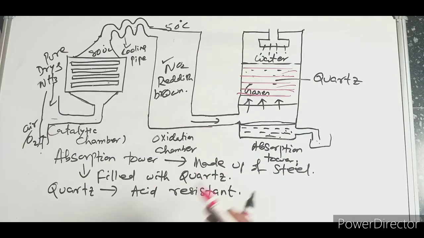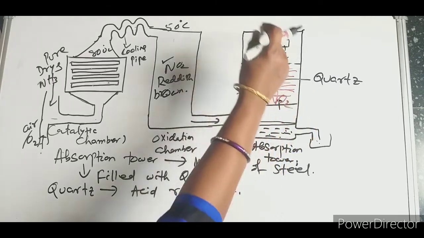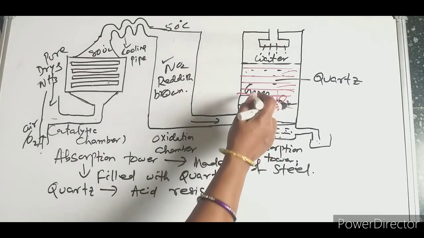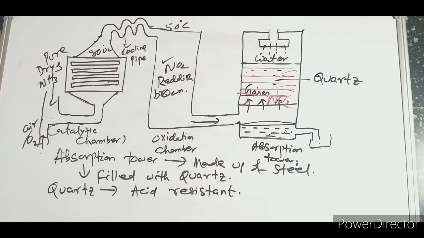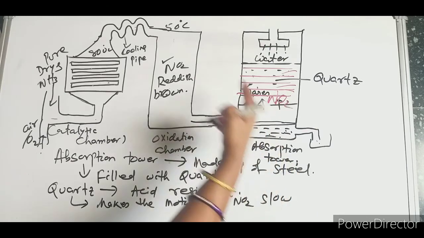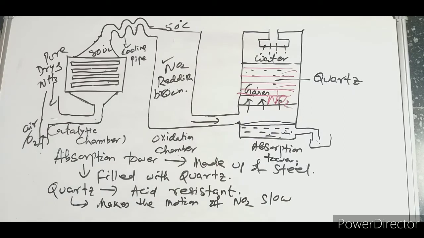So here the NO2 goes upwards. The presence of quartz will slow down the reaction. Quartz is given; first of all, it is acid resistant. Another reason is that it makes the motion of NO2 slow. If diffusion is uniform, NO2 can move slowly in the upward direction. Okay.